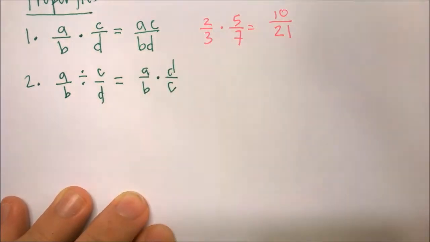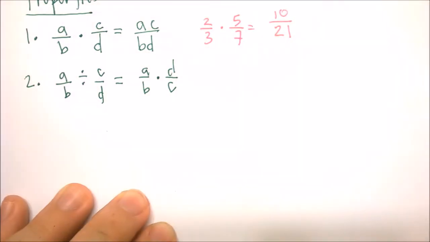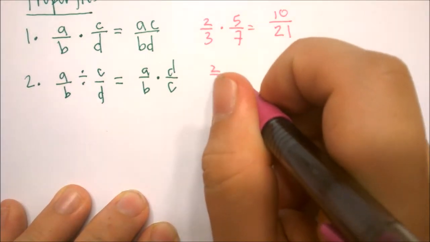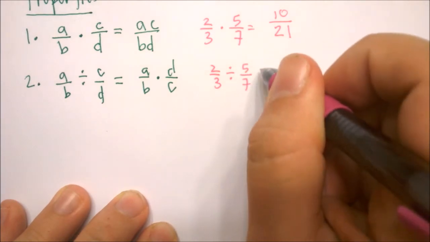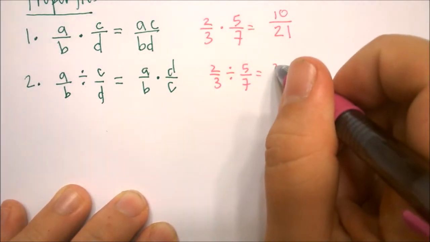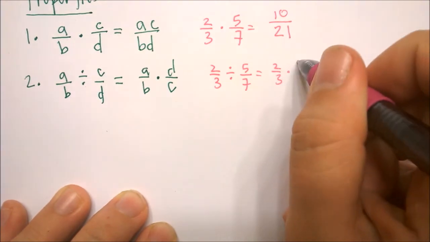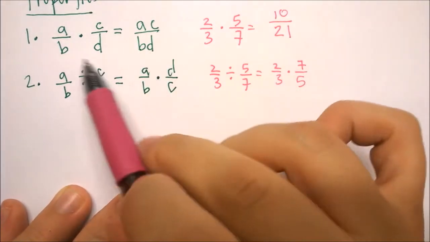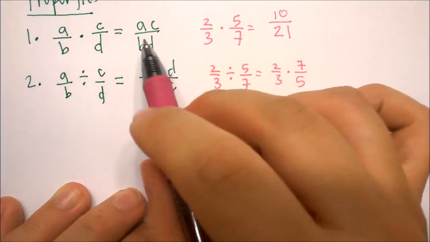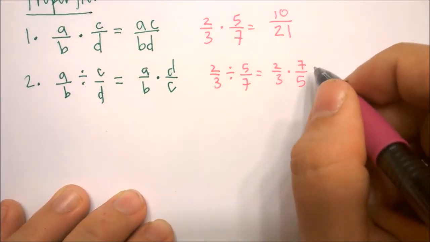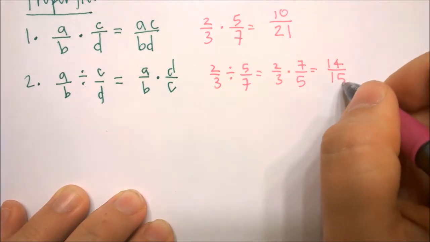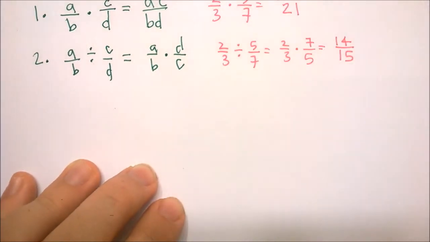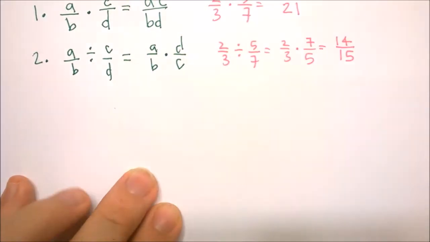So for example, here if we have 2 over 3 and we divide it by 5 over 7, this is the same thing as saying 2 over 3 times 7 over 5. And now we can just use the previous property of multiplication and just multiply straight across. So we're going to get 14 over 15. Okay? All right, so let's move on to the next property.